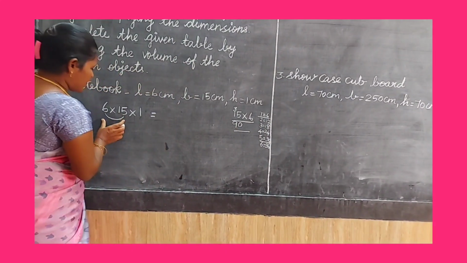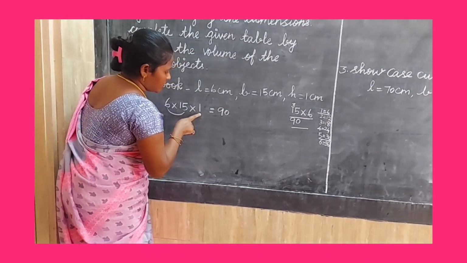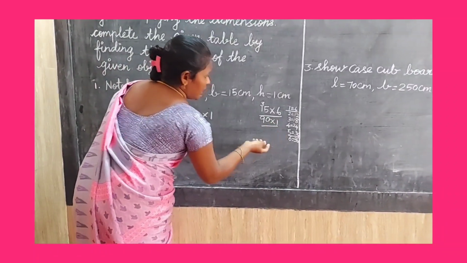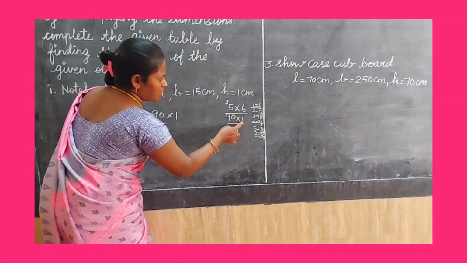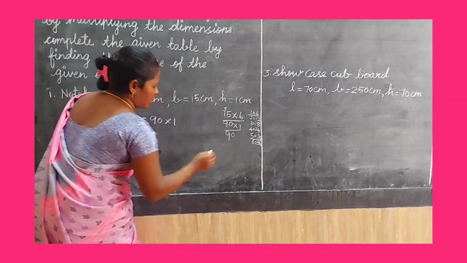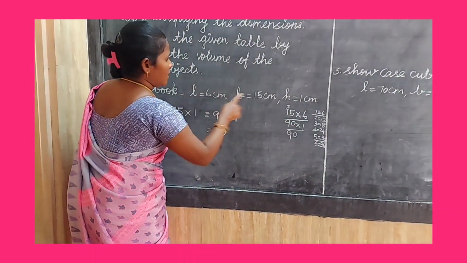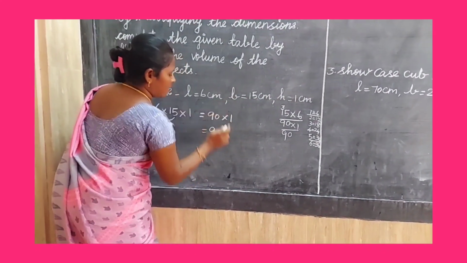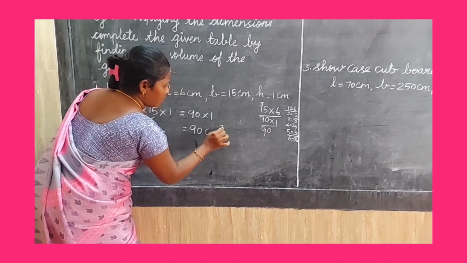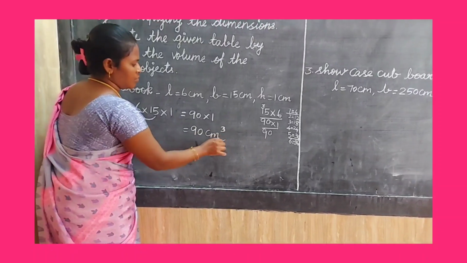So we first multiply these two values and get 90, into the next value 1. So we write into 1. So 90 into 1. Any number multiplied with one gives the same number. So 1 into 0 is 0, 1 into 9 is 9. So we write 90. Since 3 values are given, we have to write the measurement in centimeter cube. So the answer is 90 centimeter cube.